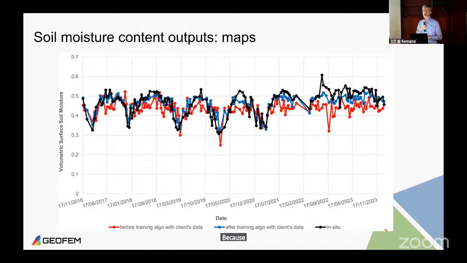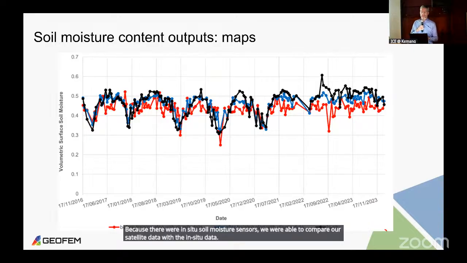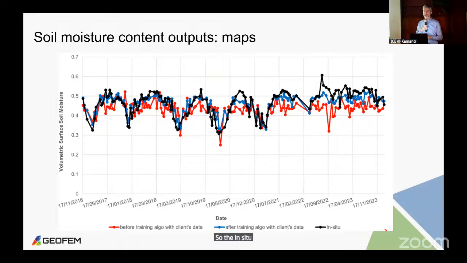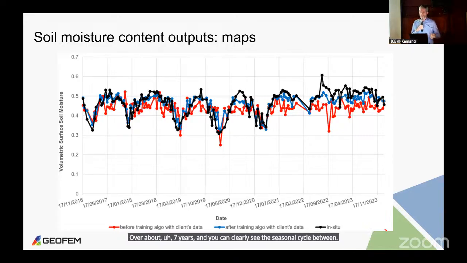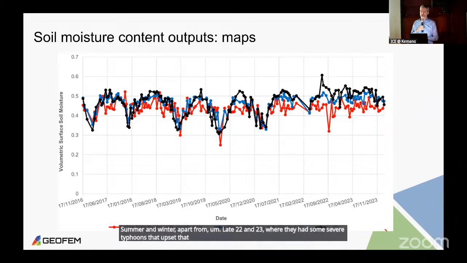Because there were in situ soil moisture sensors, we were able to compare our satellite data with the in situ data. One of the sensors is shown in black over about 7 years, and you can clearly see the seasonal cycle between summer and winter, apart from late 22 and 23, where they had some severe typhoons that upset that seasonal cycle.